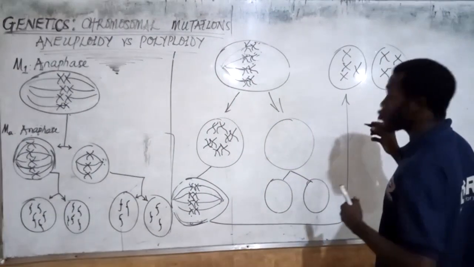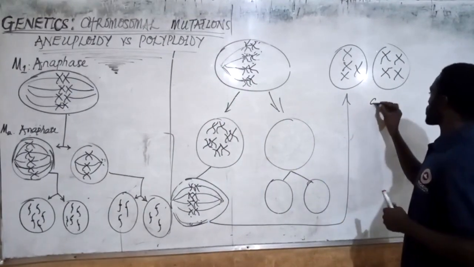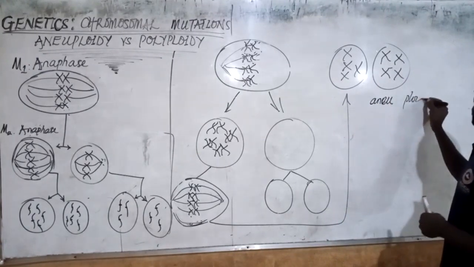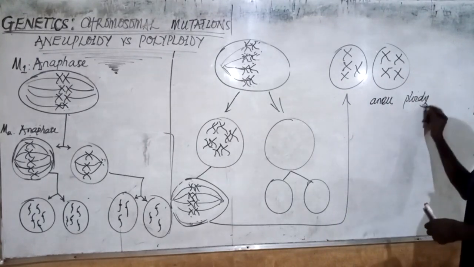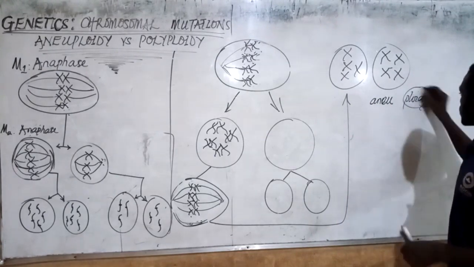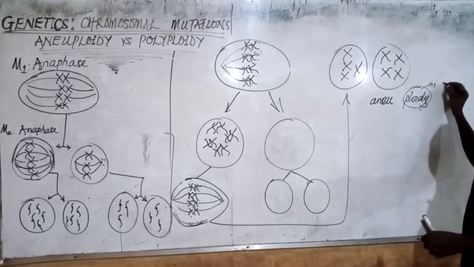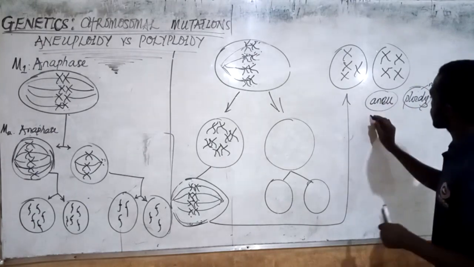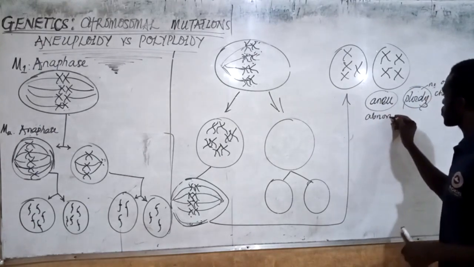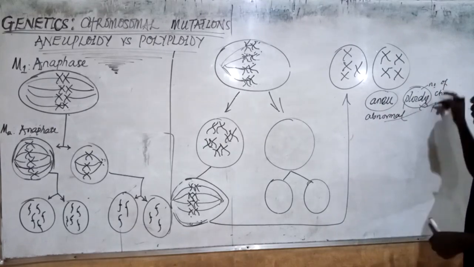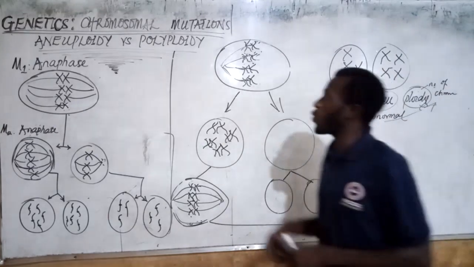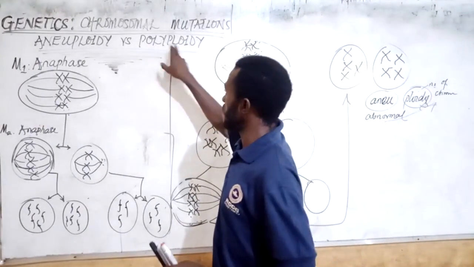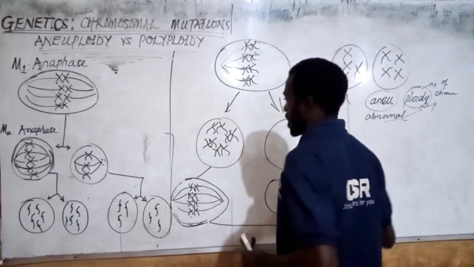Aneuploidy is gotten from two Greek words, aneu and ploidy. You remember ploidy talks about the number of chromosome sets that an individual has, while aneu means abnormal. So to combine both, it means an abnormal set of chromosomes, while polyploidy means many sets of chromosomes. Now what happens in aneuploidy?